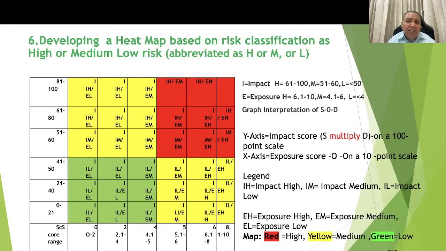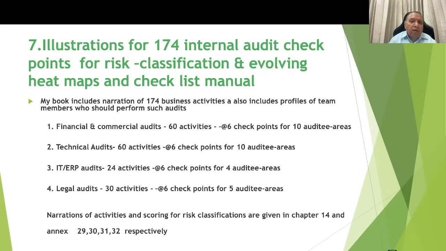So this graph is called the SOD heat map. Now I will just share how to make use of this. There are 174 internal checkpoints which I have talked about, the risk classification and heat maps to be prepared, and a checklist manual to be prepared.